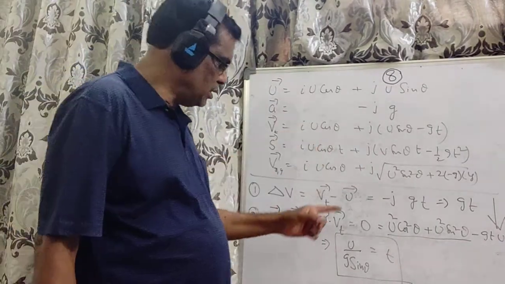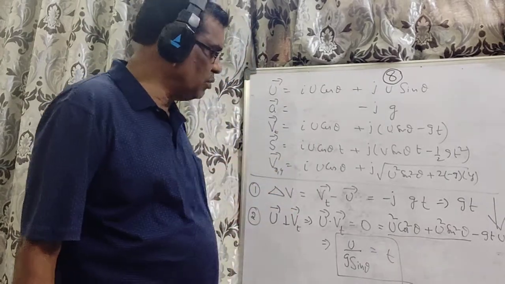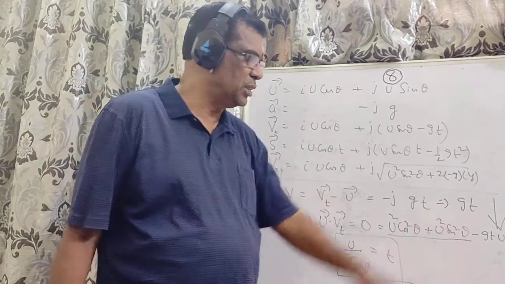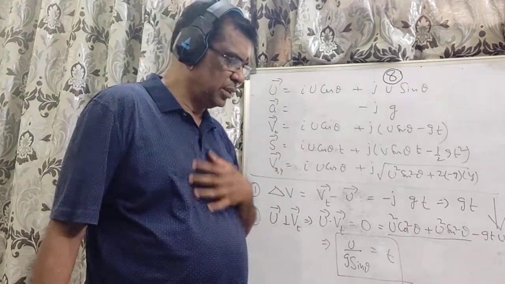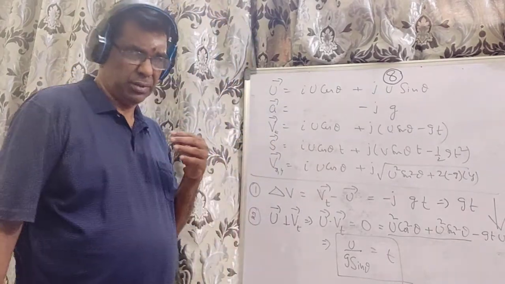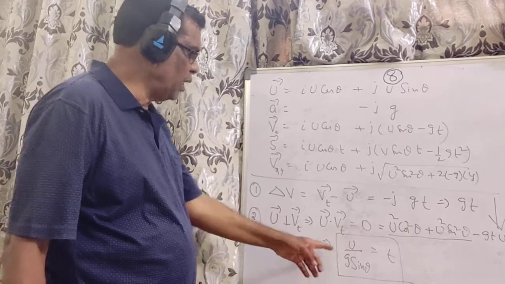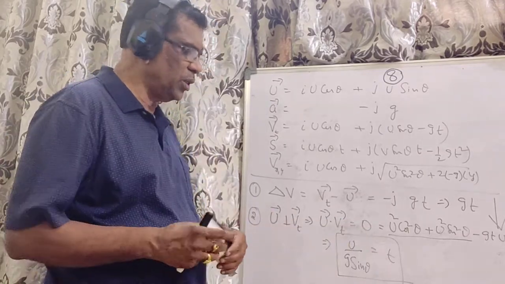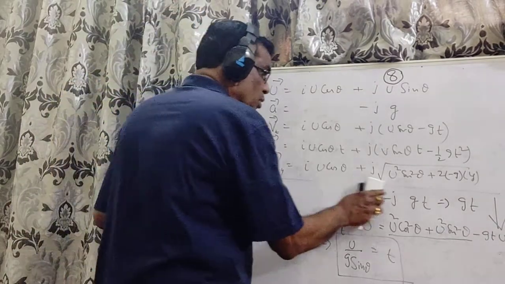And in this, the first thing that I talked about was, what is the change in velocity in time t? You've got gt downwards. And at what time is the velocity perpendicular to the initial velocity? So, we put the dot product to be zero, and we got this answer, t equal to u by g sin theta. Many such things you can find out from this.